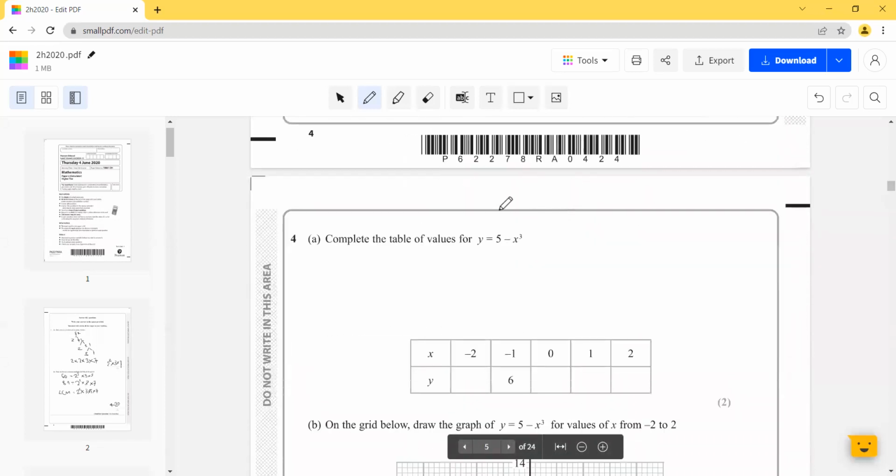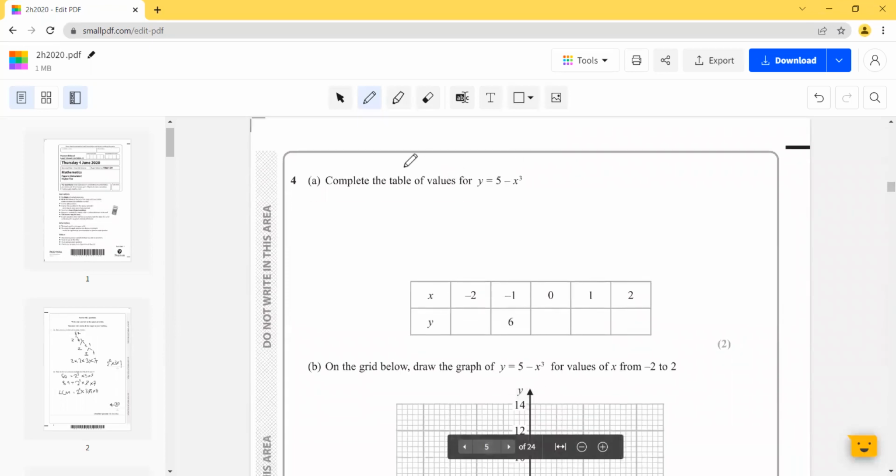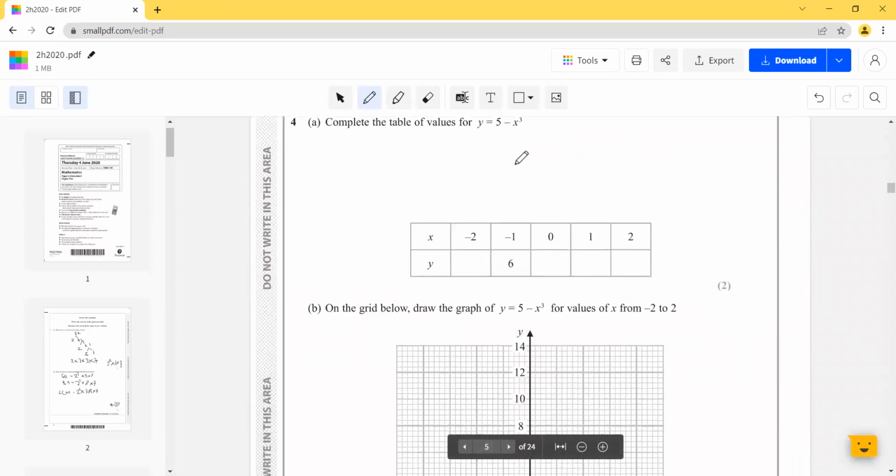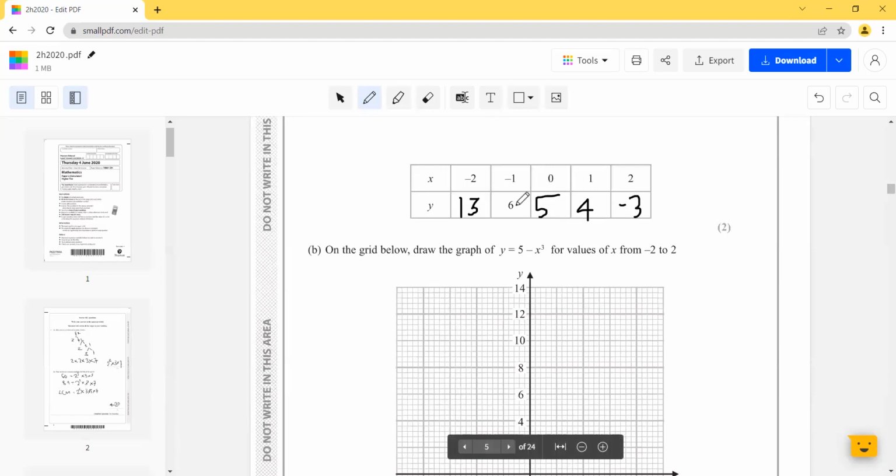Now, question 4. Part A, complete the table of values for y equals 5 minus x cubed. Okay, so you can just use a calculator for this, and you can fill in the values. So your values should be 13, 6, 5, 4, and minus 3.